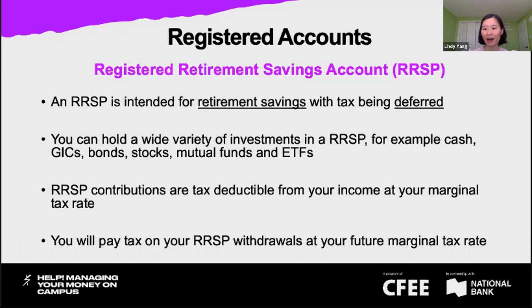By using an RRSP, you get immediate tax relief because you get to deduct your RRSP contributions from your income each year. You don't get that tax deduction with TFSAs. Effectively, with the RRSP, your contributions are made with pre-tax dollars.